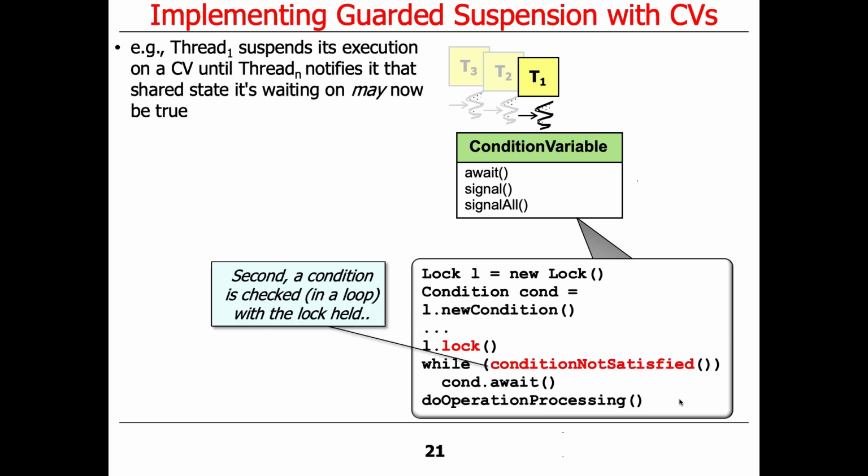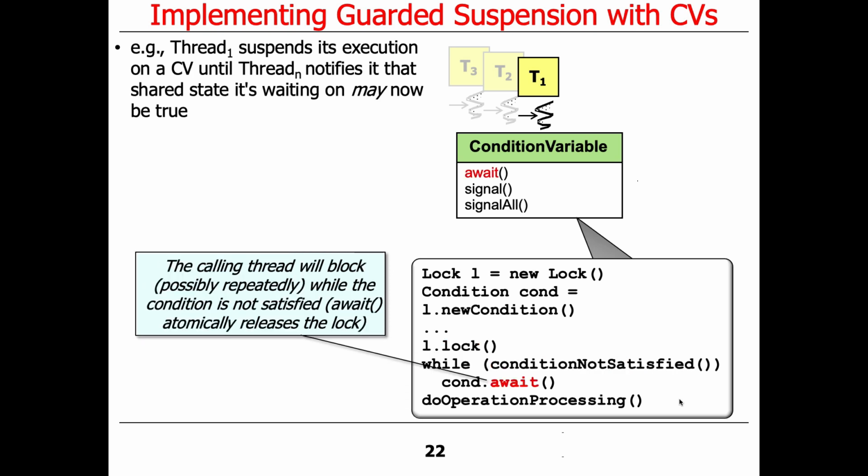So we acquire the lock, and we check the condition in a loop with the lock held. That's important. The lock needs to be held when we check the condition because we may be accessing shared state, and that state could be changing out from underneath us if the lock isn't held properly. Then, if the condition is not satisfied, the thread calls await. And await does two things atomically. It will release the lock and go to sleep. Those two things must happen at the same time.